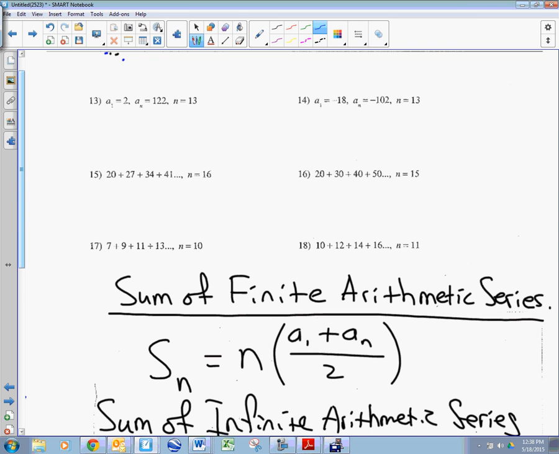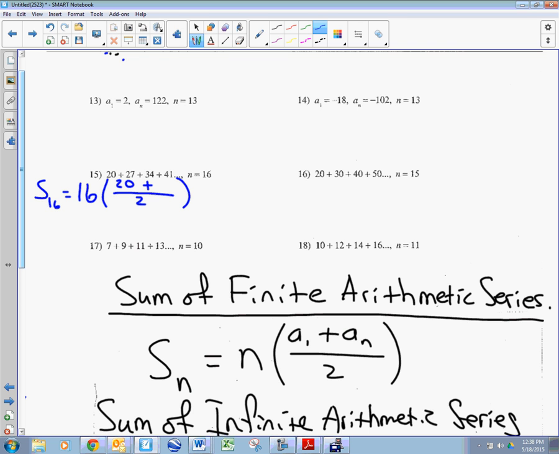Please look at problem number 15. Sum of how many terms? 16 terms is equal to how many terms? 16 times what's the first term? What's the last term? We don't know. Divided by 2. We don't know the last term, folks. It says dot, dot, dot. We know that it will be the 16th term, but we don't know what the term actually is.